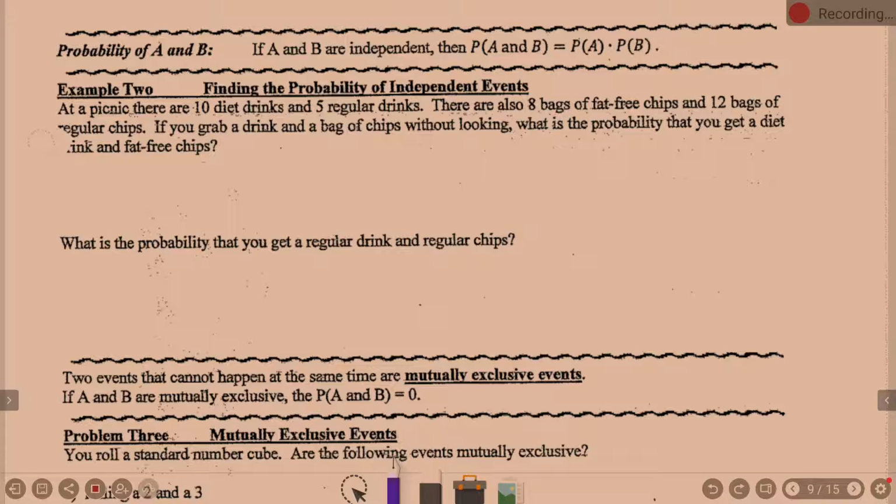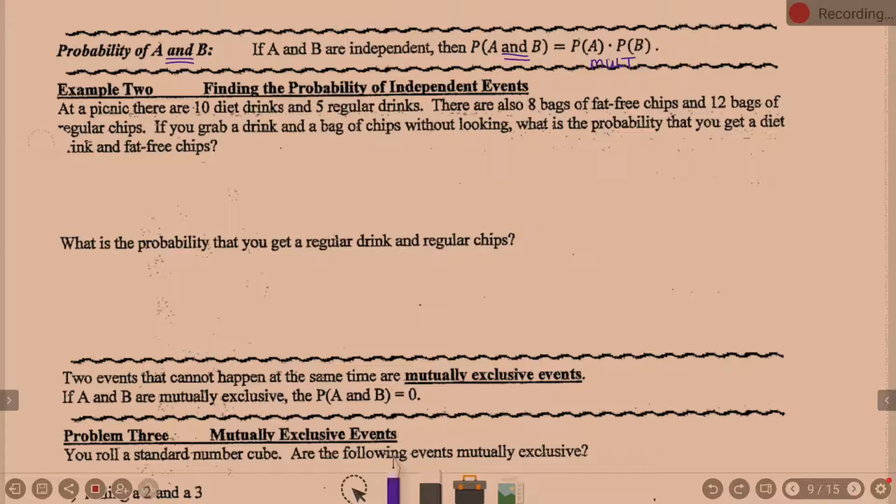With this example, we are talking about how we find the probability of A and B. If A and B are independent, how do we find the probability of A and B? And you'll notice, what are we doing with the probability of A and B? We are multiplying. So when you see the word and, think multiplication. And we're going to use this for example 2.